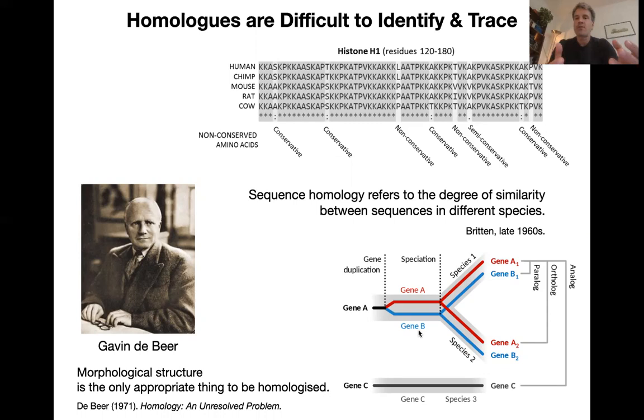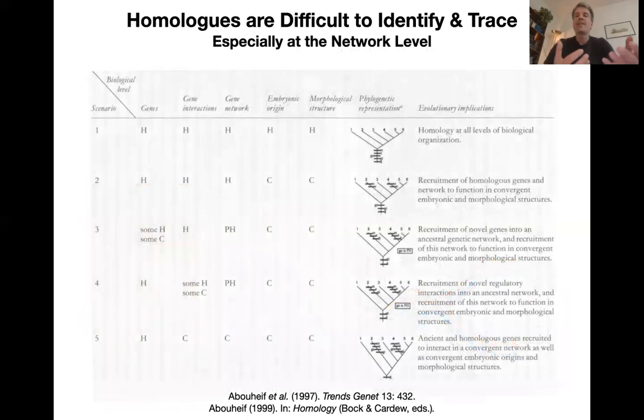So we have homology at the morphological level, and homology at the genetic level. And now the main problem, as you can imagine, is that they're not always easy to bring together. And one problem is, it is very complicated. We've come across this time and time again here in this course.